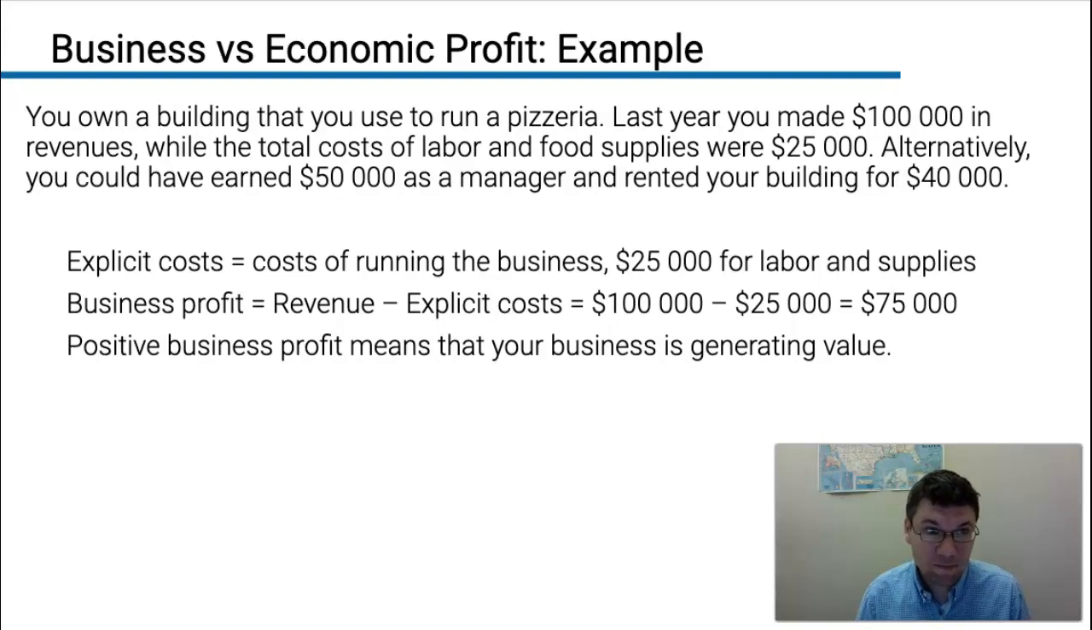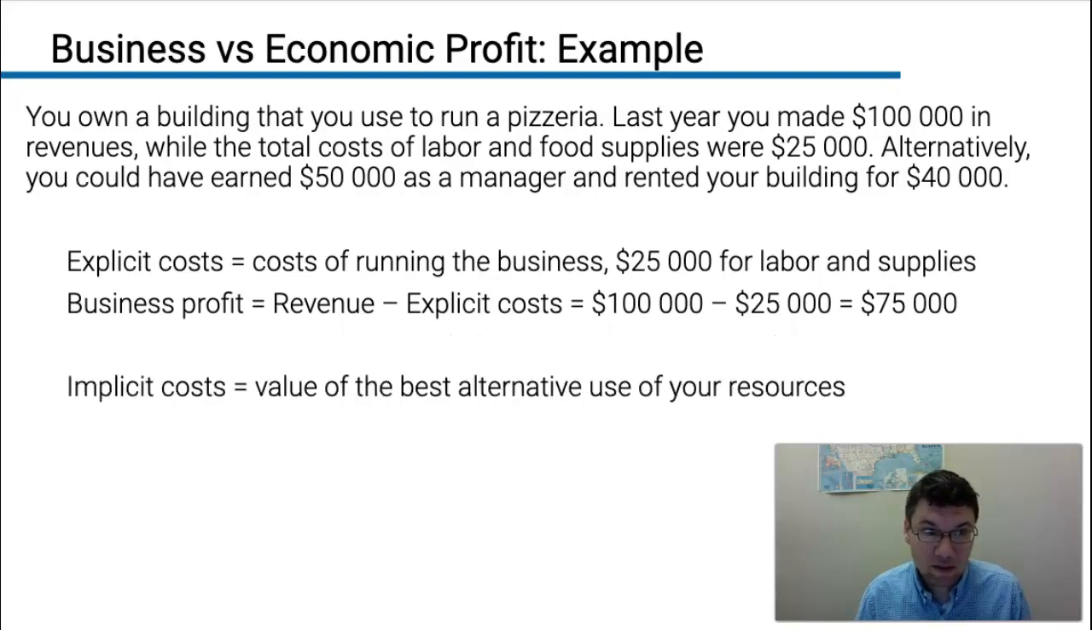On the other hand, when we're talking about implicit costs, we ask ourselves the question of what else could we have done with the resources available to us? So the resources in this example being namely your time, which you could have spent working elsewhere, and also the building, which you could have rented for a different purpose. And so implicit costs talk about the value of the next best alternative with the resources.